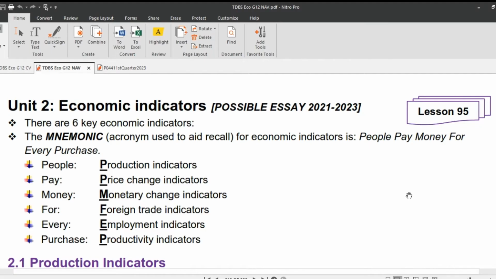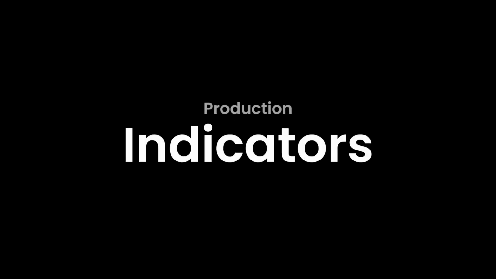The F in for stands for foreign trade indicators. The E in every stands for employment indicators. The P in purchase stands for productivity indicators. So in the exam this mnemonic will definitely help you come up with these indicators. Let's kickstart with production indicators.